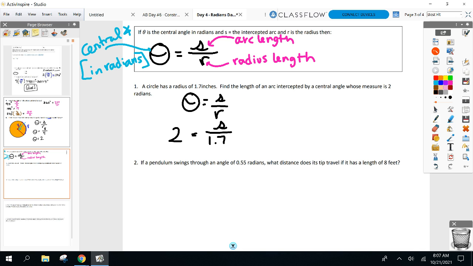Arc length. S. You can put an X there if you want. I don't care. How do you solve this? You multiply by 1.7. Some of you feel comfortable putting 2 over 1 and cross multiplying. That's fine. Multiply both sides by 1.7. Yep. S equals 3.4 inches for the arc length.